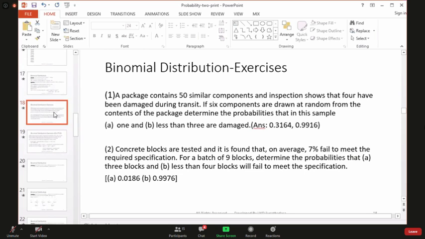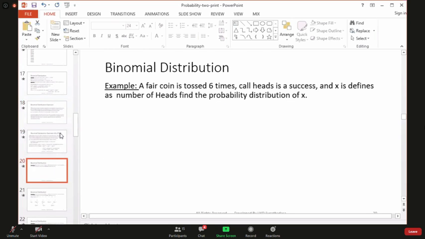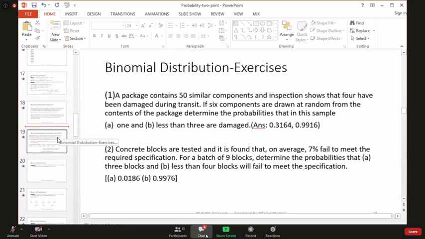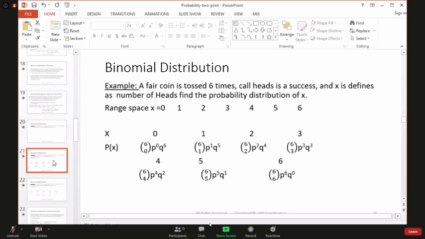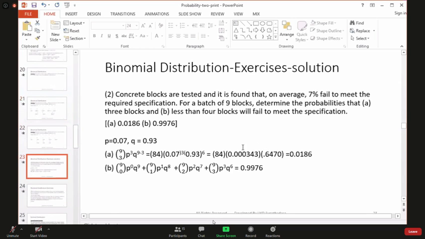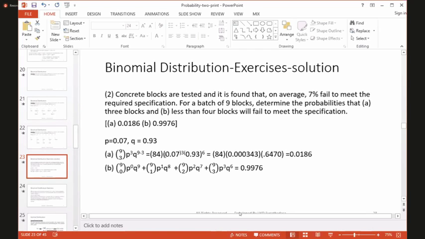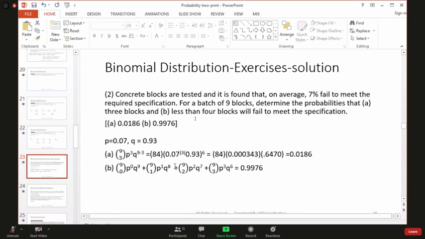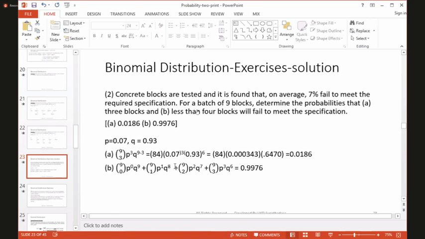Let me work on just that one. We have been discussing this one. We were here, right? Can you remember? Out of 9, 3 damaged: 9C3, Q^3, P^3, Q^(9-3), 84. How do you get 84? 9C3. The first semester, use your knowledge. 9C3 means factorial 9 divided by factorial 9 minus 3 and factorial 3. If you simplify, you get 84.